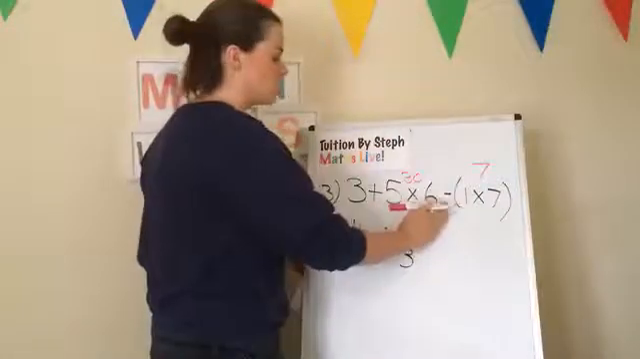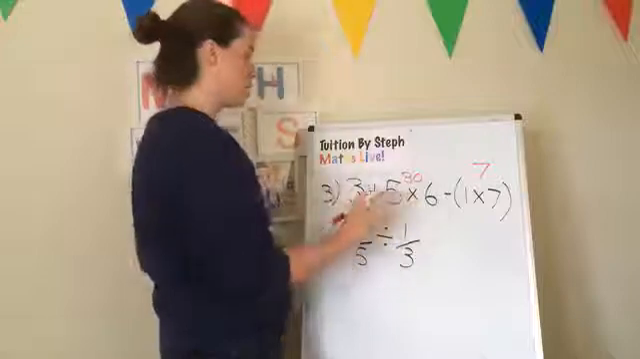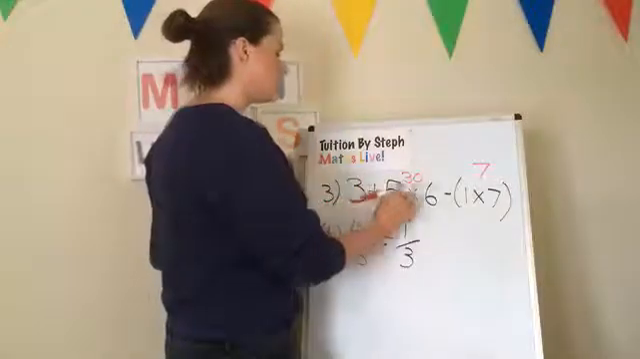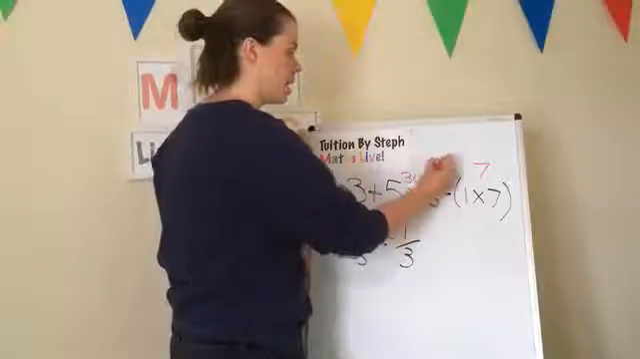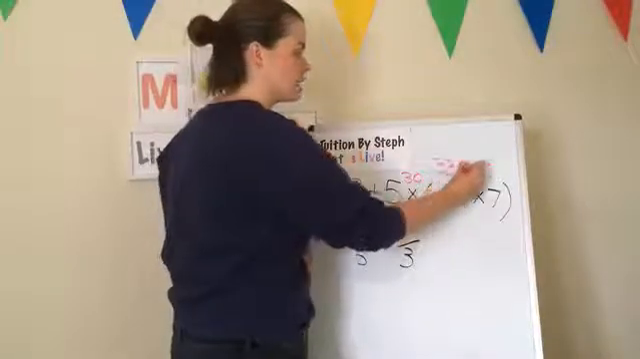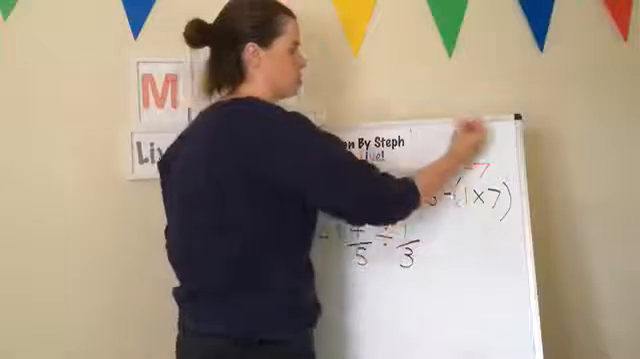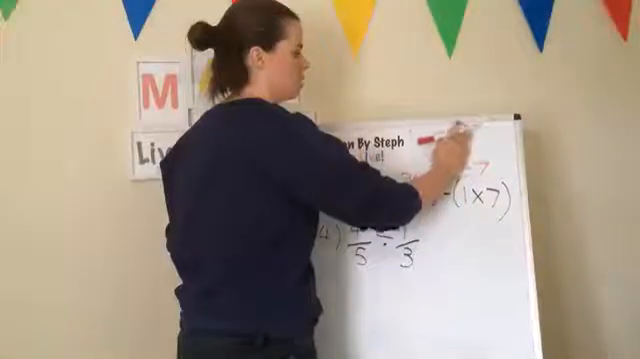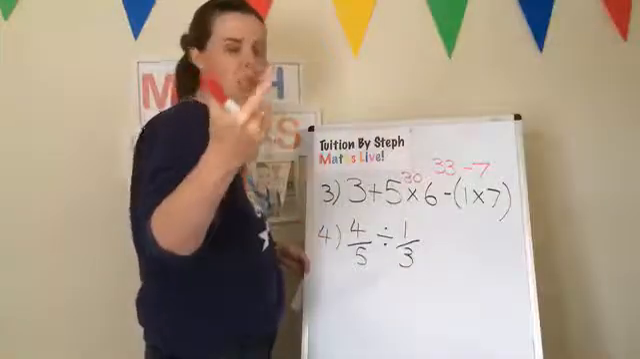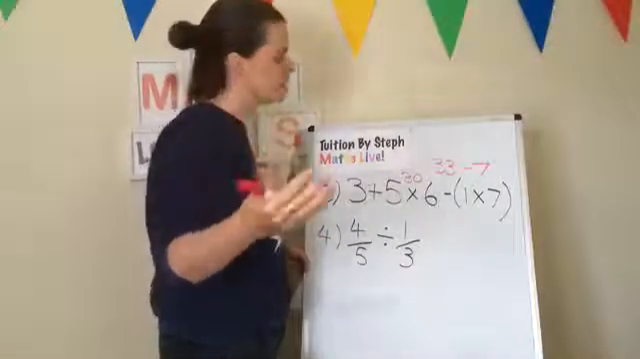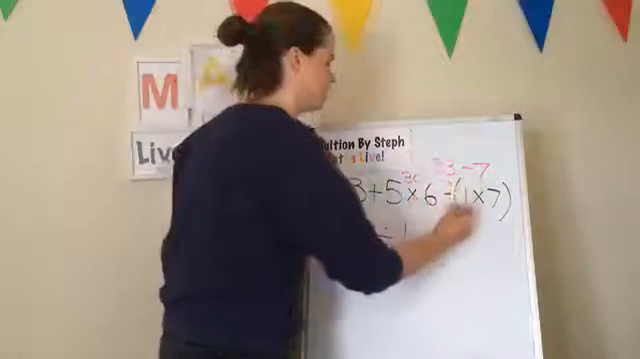Now I've only got add and subtract, so now I can do it in order. So 3 plus 30, okay, is 33, and then it's 33 take away 7. I can do it in my column method if I like. I'll just count on the fingers. So 33, 32, 31, 30, 29, 28, 27, 26.